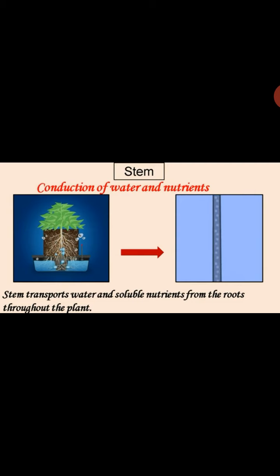So the first topic we are going to discuss about stem is conduction. Let us see various functions of stem in detail. The main function of a stem is the transportation of water and soluble nutrients from the root throughout the plant.